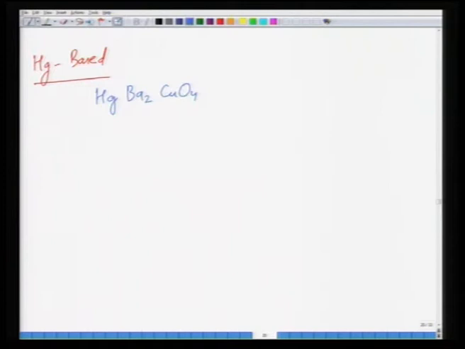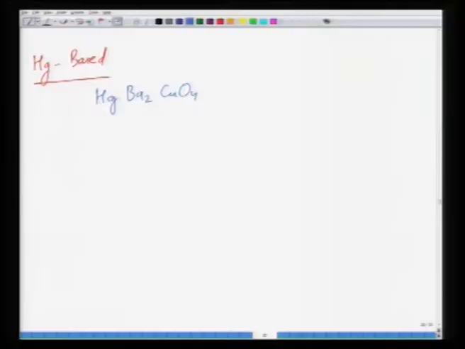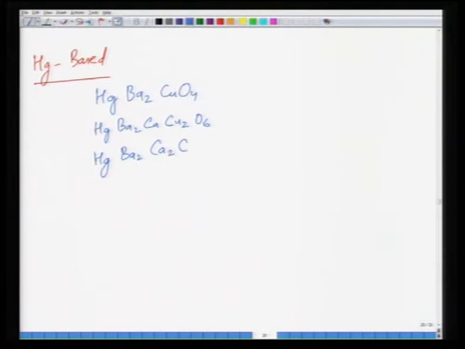So, there is something to do with the copper layers which is important, barium oxide, copper oxide layers, which make them superconducting. So, there is something to do with that, which has to be understood. Then you have HgBa2CaCu2O6, and then HgBa2Ca2Cu3O8, and these have TCs of 94, 128 and 134 Kelvin, again all with tetragonal structure.